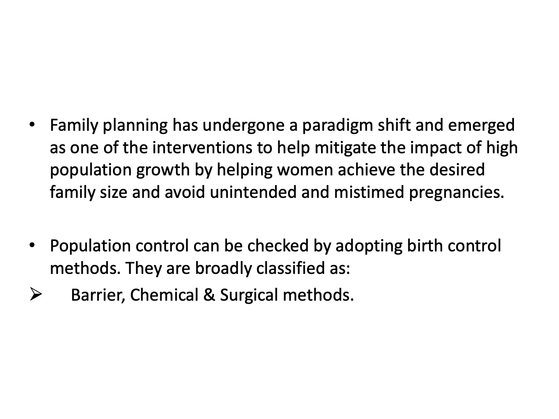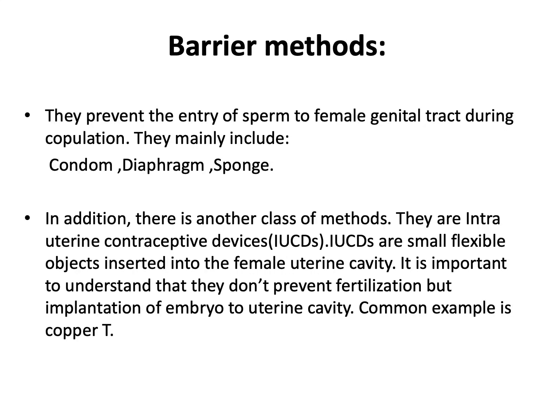In a way, we can understand that population control can be checked by adopting certain birth control methods. Under family control, we have family planning methods: barrier, chemical, and surgical methods. Before I take up these methods, it needs to be understood that I'll be giving a brief outline about them, as these methods will be dealt with in detail in due course of time in your MBBS curriculum.